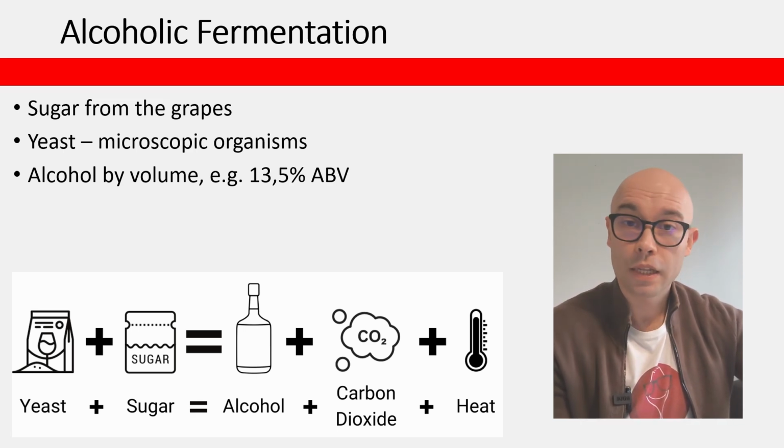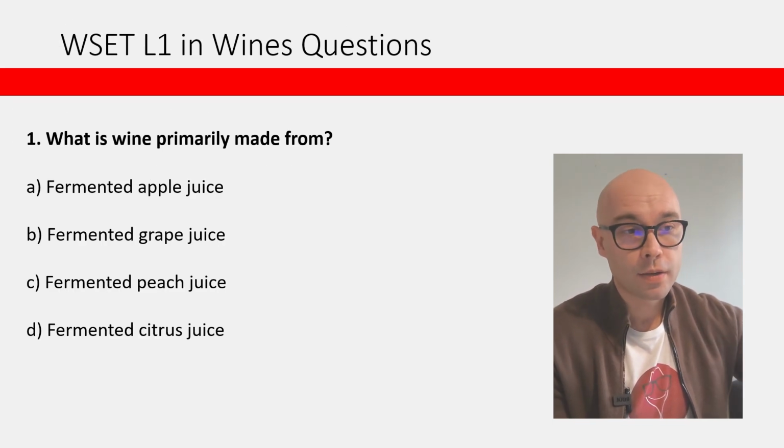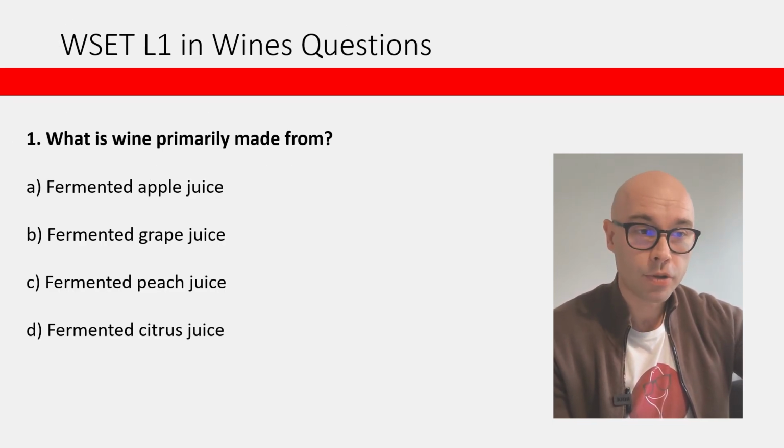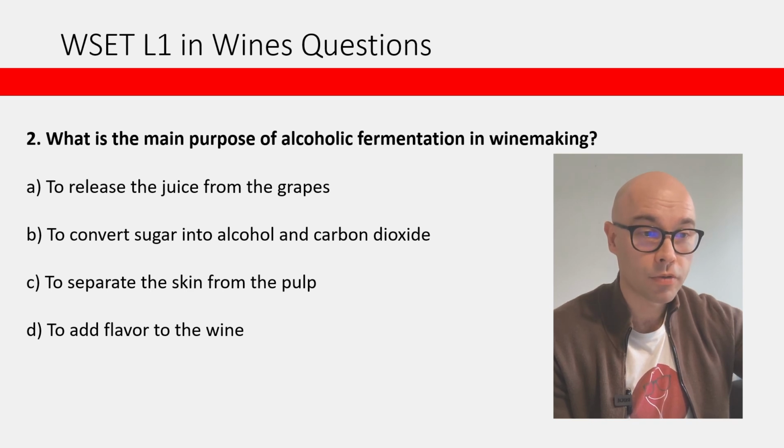All right, so let's test our wine knowledge, what we learned today. So what is wine primarily made from? Fermented apple juice, fermented grape juice, fermented peach juice, fermented citrus juice. The correct answer is B, fermented grape juice. What is the main purpose of alcoholic fermentation in winemaking? To release the juice from the grapes, to convert sugar into alcohol and carbon dioxide, to separate the skins from the pulp, to add flavor to the wine. The correct answer is B, to convert sugar into alcohol and carbon dioxide.